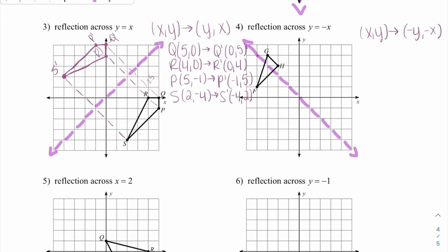So let's go ahead and get the values for our 3 points. Point F is the point -4, 1. Point G is the point -3, 4. And point H is the point -2, 3.